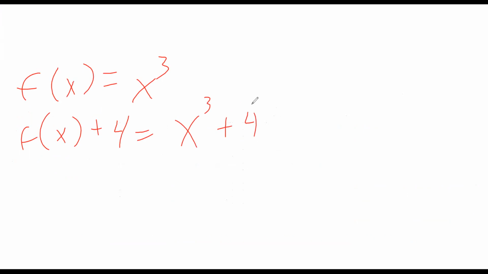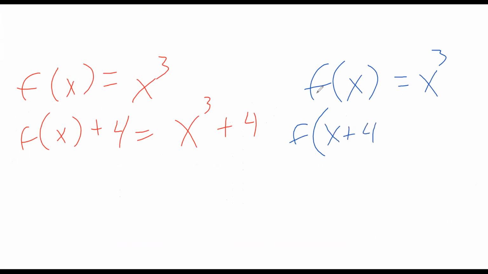So this will create a vertical shift upwards. But if you want a horizontal shift, and you still have a parent function of x cubed, if I do it inside with the x, what that means is I'm going to do it to the x first. Then I'm going to apply the function, which is to cube it. I'm going to apply that after I've taken care of it with the x.